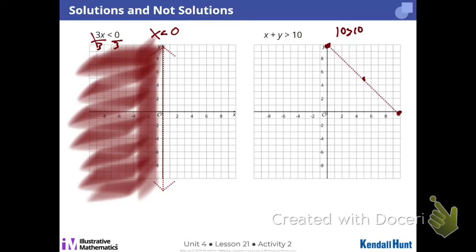What might be the easiest point to check with this one? The origin. Let's check it. Is 0 plus 0 greater than 10? No, so since the origin doesn't work, I know the other side has to be shaded over here. All right, so everything you checked that worked is up there. Everything you checked that didn't work is below that line.